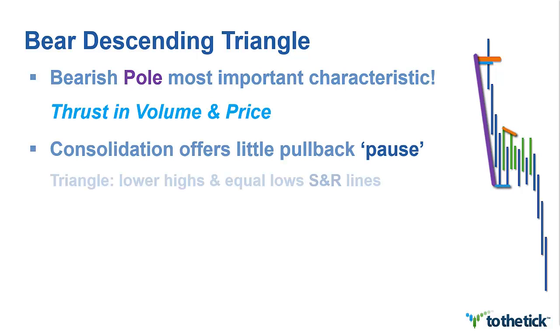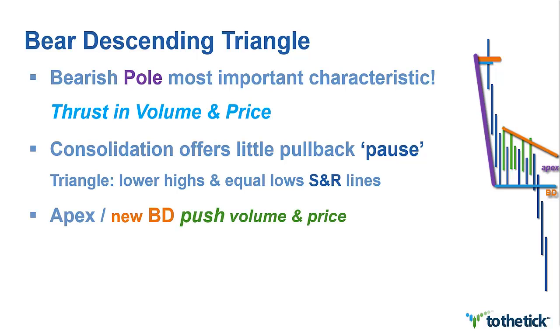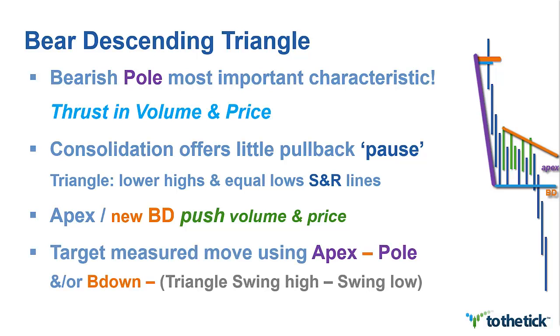Part 2 of the pattern represents our pause in price action and in volume. We want this to be relatively brief, but as a triangle it could go on 5 or 6 swings. Maintain that descending structure, lower highs and equal lows. Then we squeeze to an apex and or a breakdown number. We're looking again for a push in volume and in price. We can target using our apex minus our pole value, because we're looking for short, right? Apex minus the pole value, and then the breakdown line or the apex, your measurement, swing high, swing low, inside your triangle.